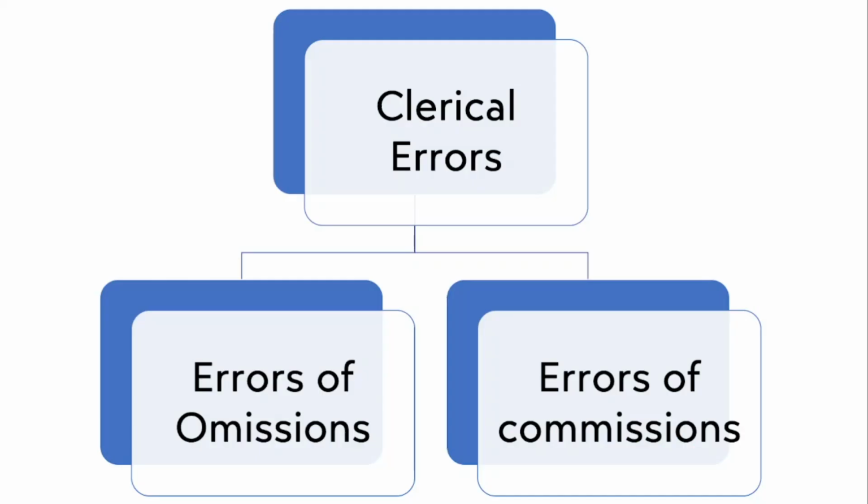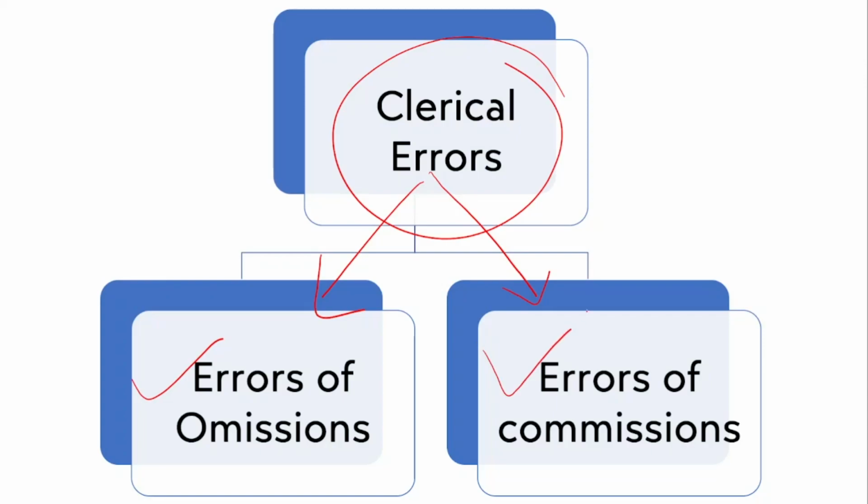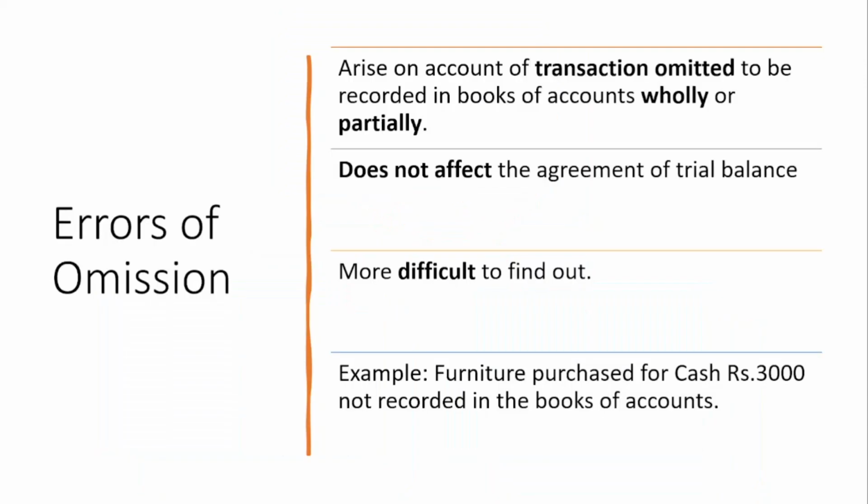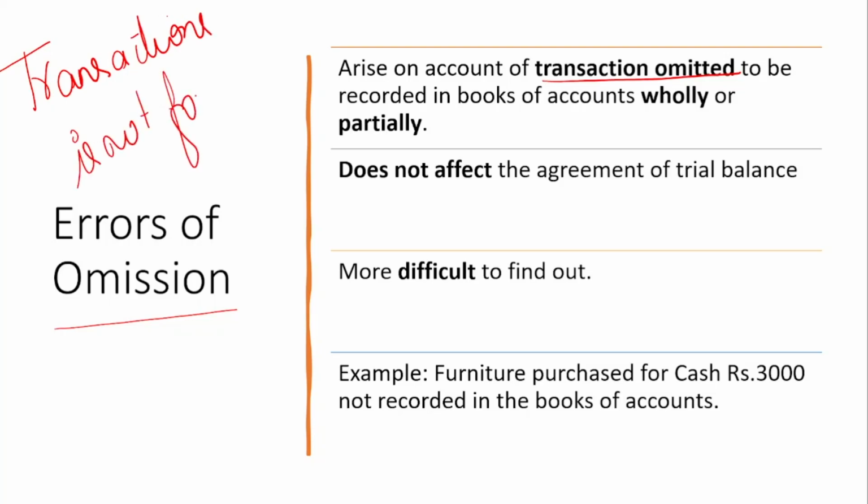So all that should be detected and corrected by the auditor. This is clerical error. Then again, the clerical errors are divided into two types: the errors of omission and the errors of commission. Errors of omission means the transaction is completely omitted. In simple words, the transaction is not found, or you have not entered it. Transactions not entered, either wholly or partially, in the books of accounts.